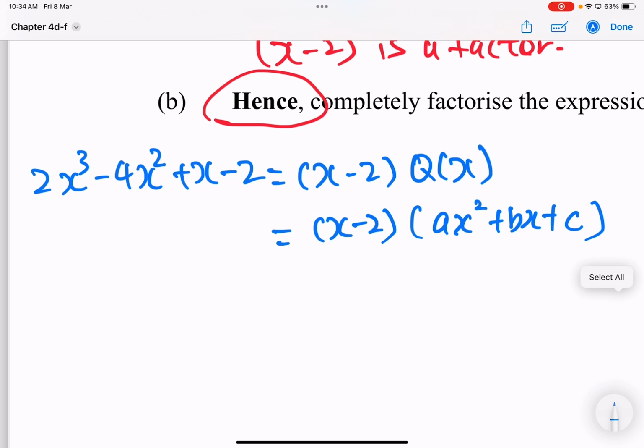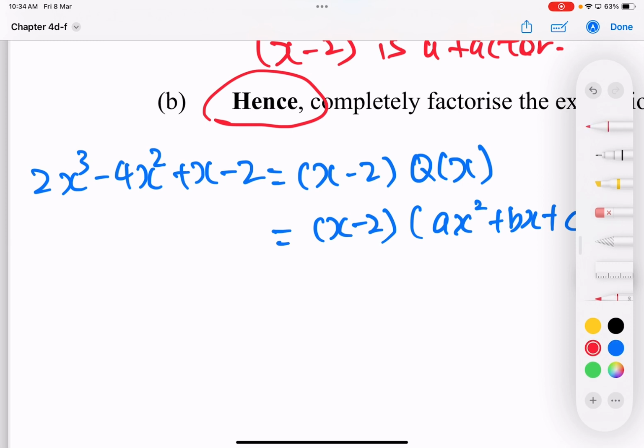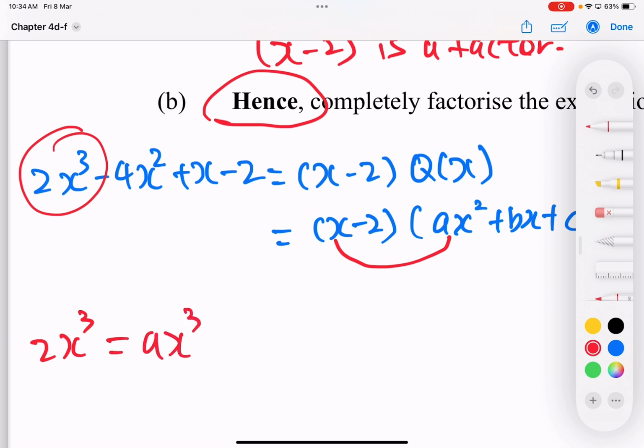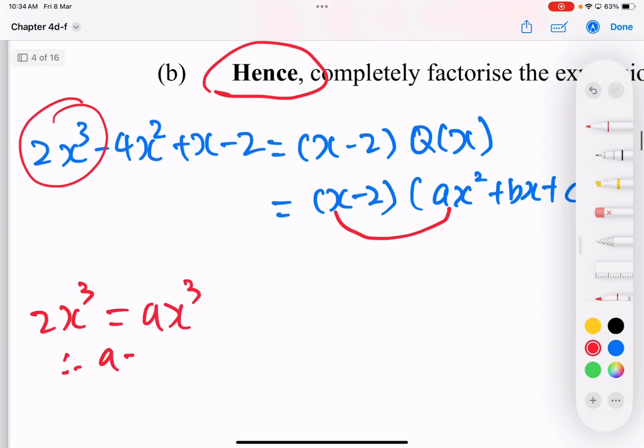I'm going to write out full working, I don't jump steps, alright? So I'm going to take x times ax squared. I'm just going to compare. 2x cubed is equals to ax cubed, right? So therefore, my a is 2. So immediately you know that your value of a is 2.